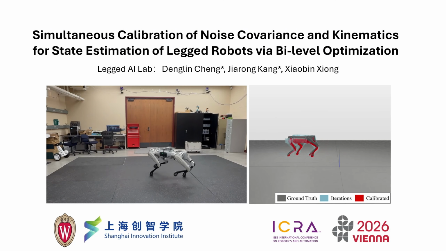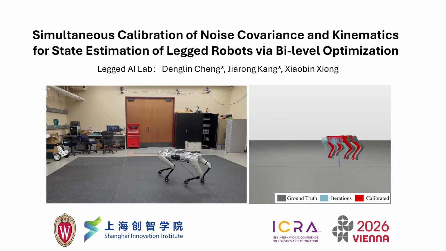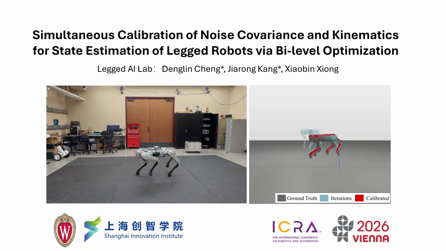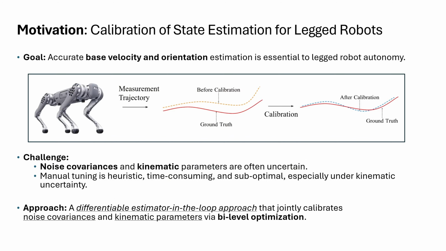In this paper, we present a framework that treats calibration not as heuristic manual tuning, but as a unified bi-level optimization problem. Accurate estimation of the robot's base velocity and orientation is fundamental for legged robot autonomy. To get accurate estimation, the estimator needs both well-chosen noise covariance and an accurate kinematic model.